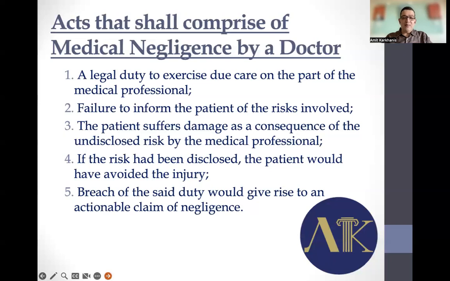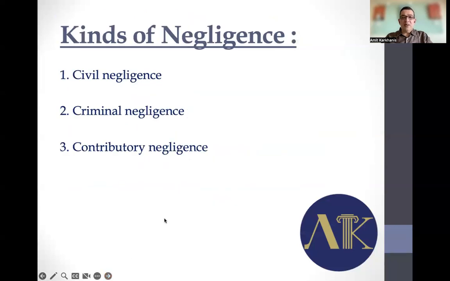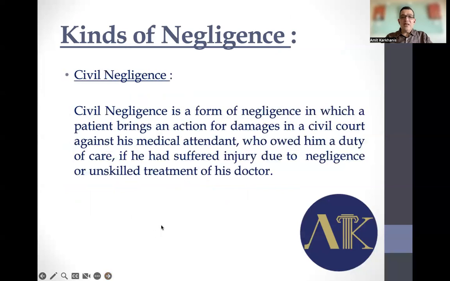Now, when I talk about actionable claim of negligence, I'm purely talking about civil negligence. These are the basic types of medical negligence: civil negligence, criminal negligence, contributory negligence. We will see this one by one. Civil negligence is a form of negligence in which a patient brings an action for damages in a civil court against the medical attendant who owed him a duty of care, if he has suffered injury due to the negligence or unskilled treatment of a doctor. So this basically goes to the consumer court, civil courts, and this does not go to the criminal court. This is mainly for the money part, the damages the patients claim, normally because of the loss they suffer.